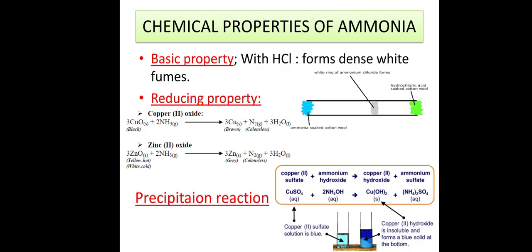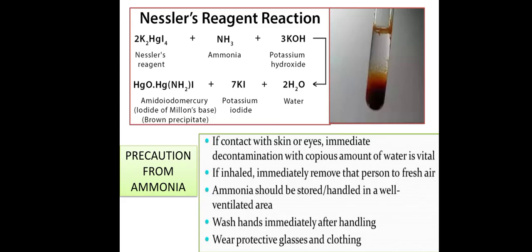Nessler's reagent. Nessler's reagent is the alkaline solution of potassium mercuric iodide. In contact with traces of ammonia, a brown colored solution or precipitate is formed. This brown color or precipitate is due to formation of basic amido mercuric iodide.